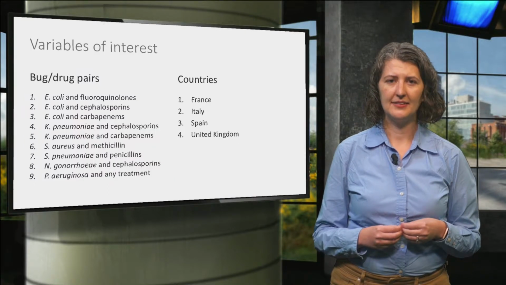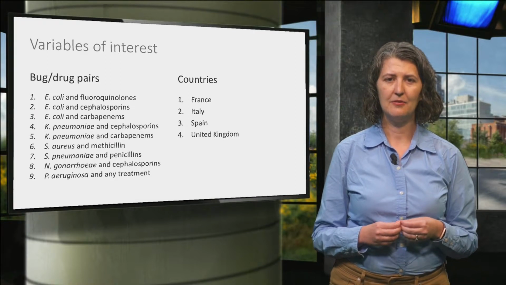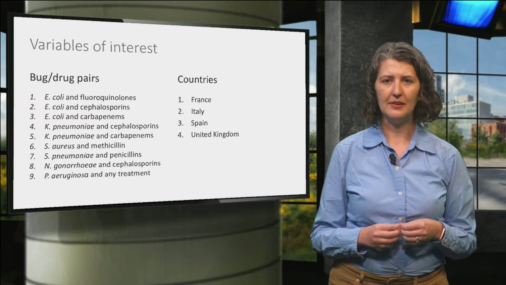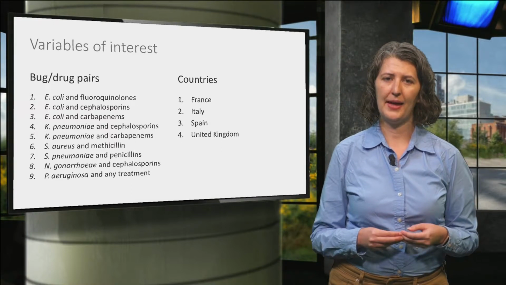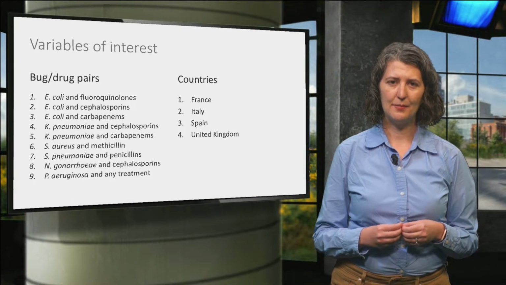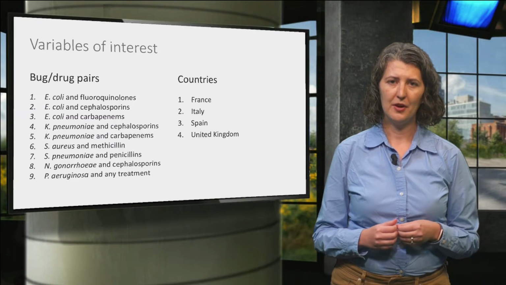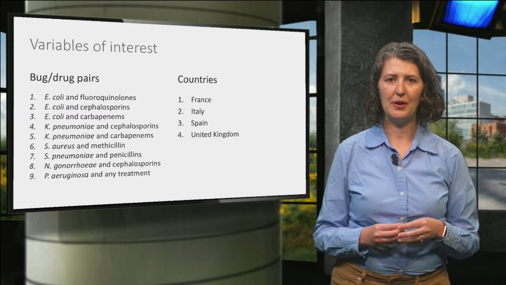To better understand uncertainty about the future trajectory of antibiotic resistance rates, we formed expert panels in 4 European countries: France, Italy, Spain, and the United Kingdom. We asked experts to estimate resistance rates, with uncertainty bounds, for 9 bug-drug pairs in each country at 3 points in the future.